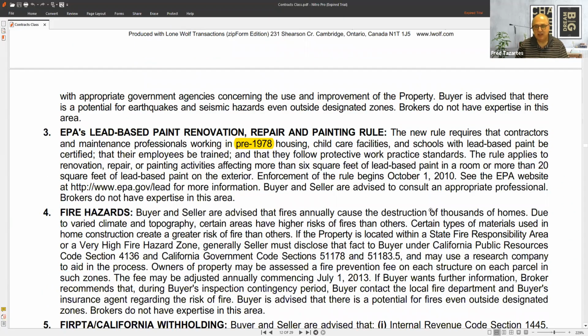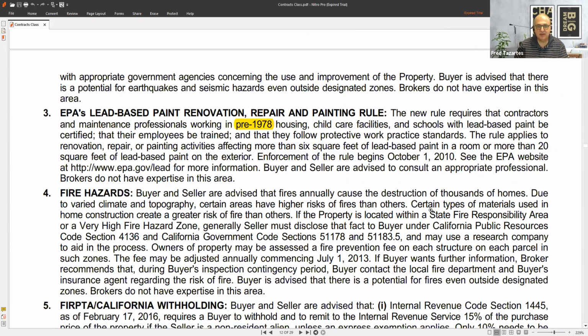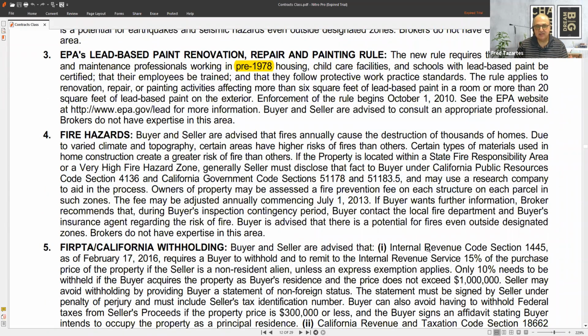EPA and lead-based paint. This only applies pre-1978. We're going to talk about another form later on that needs to be filled out. If your home was built before 1978, we're going to talk about what needs to be filled out on that form.